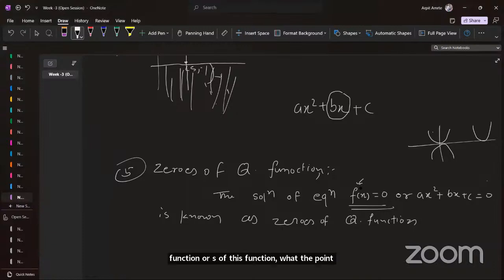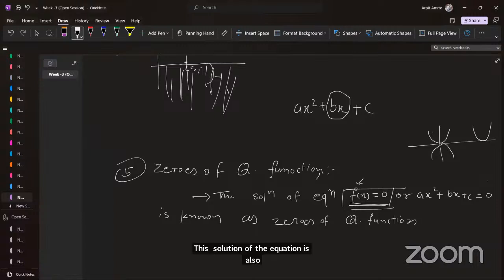It can also be called the x-intercept. Yes, that definition I will cover. The other thing is, you can say the root of the equation. The solution of the equation is also known as the root of the equation, right? So you can also say the root of the equation.